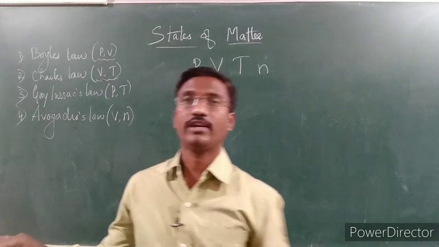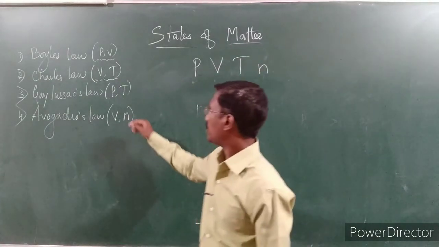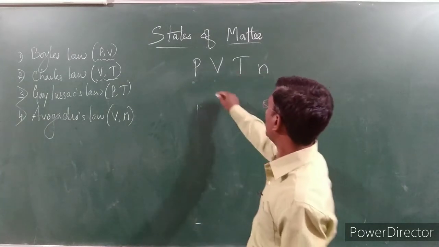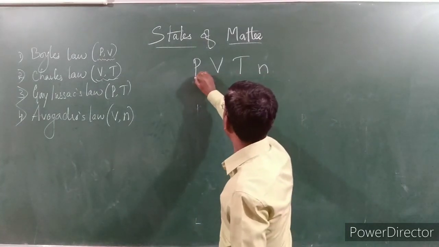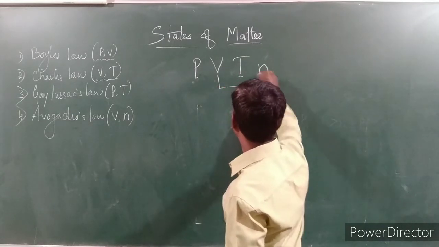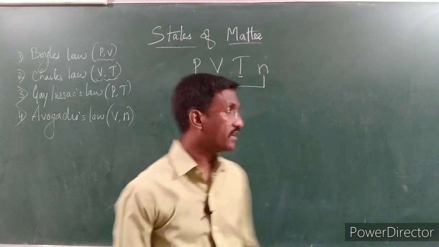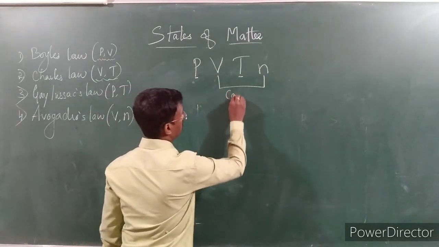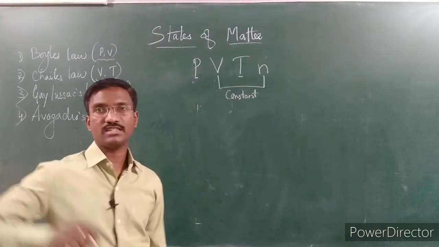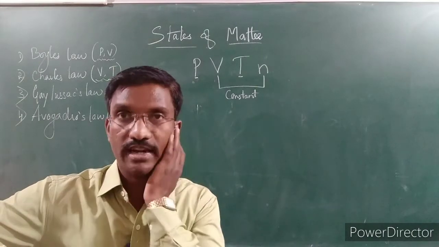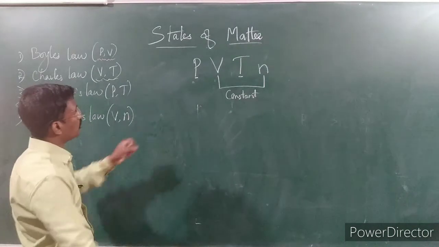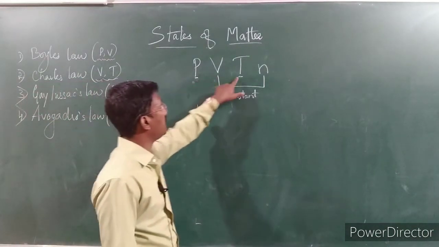So here he is going to explain the relation between pressure and temperature. If it is going to relate pressure and temperature, then we have to take the volume and amount of substance as constant. In Guy-Lussac's law, the volume and fixed amount of gas are the same. It means the volume is not changing and the number of moles of gas is fixed. So what we have to change is the pressure and temperature.